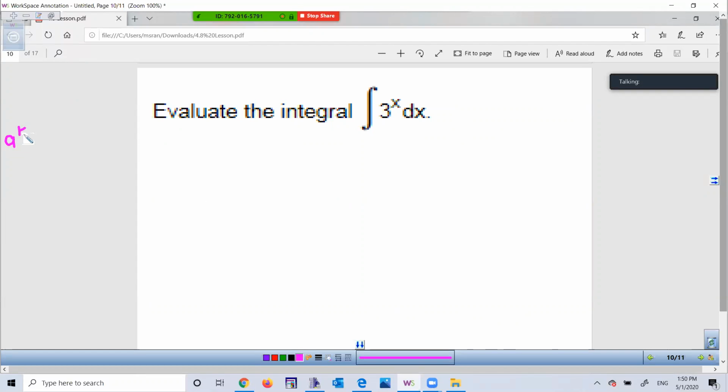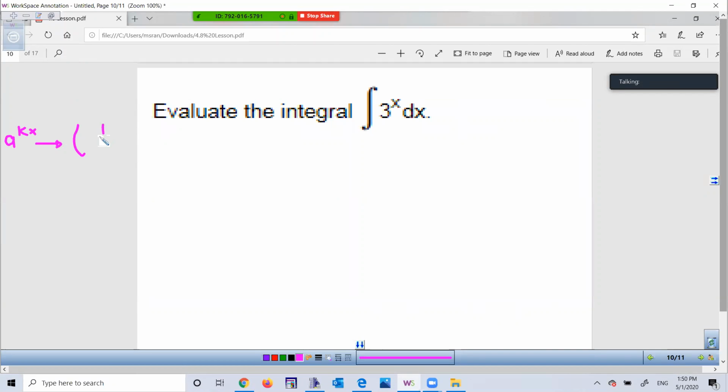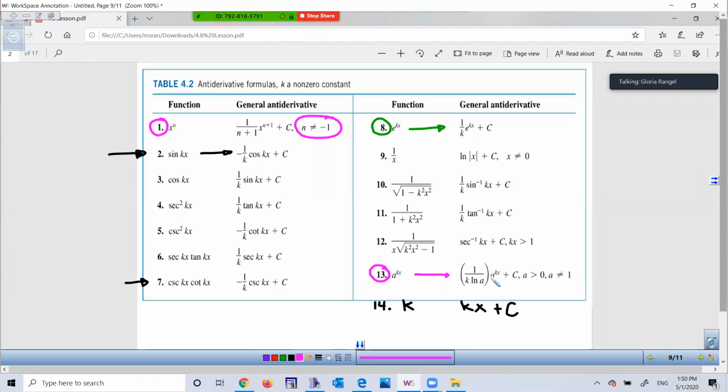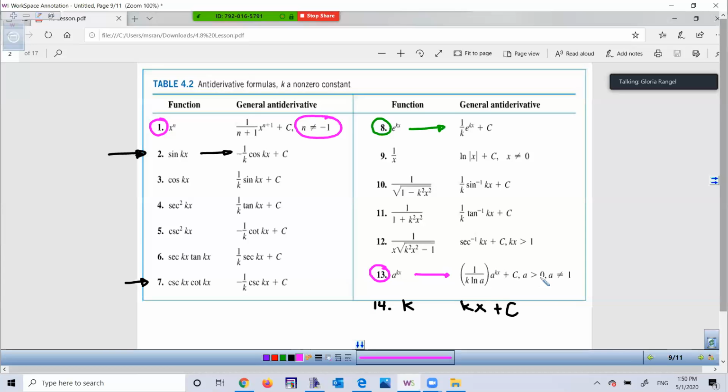A raised to the kx, whose antiderivative is going to be, in parentheses, 1 over k times ln of a, times a raised to the kx plus c. And there were some conditions or restrictions where a always has to be a number that is greater than 0. That's how I knew also that I needed to use this formula.